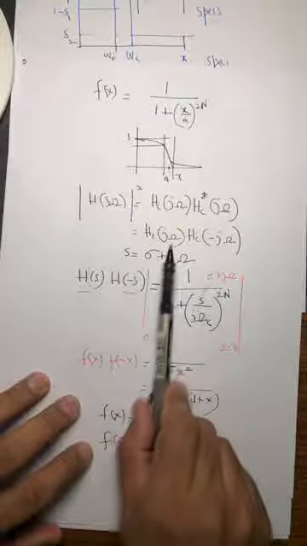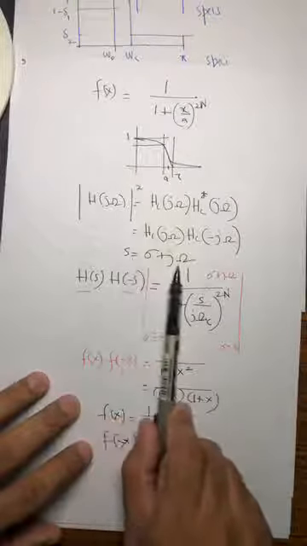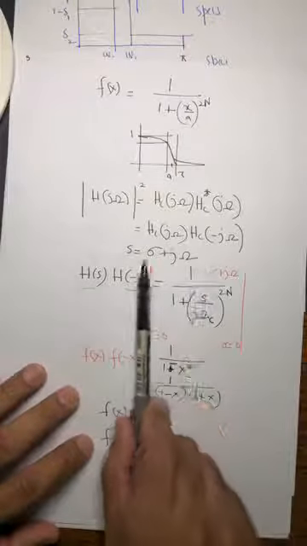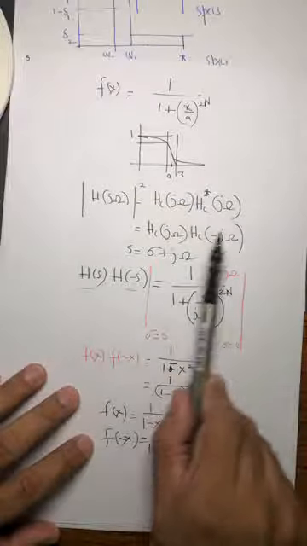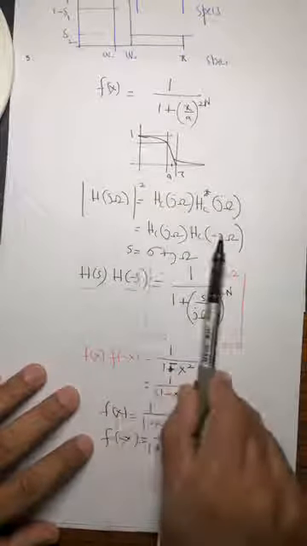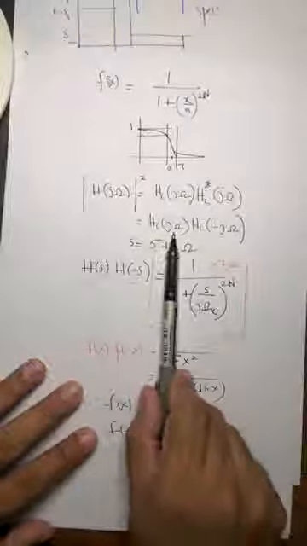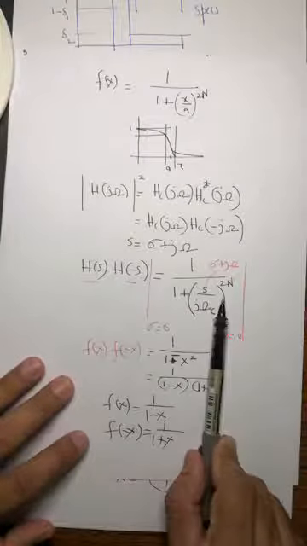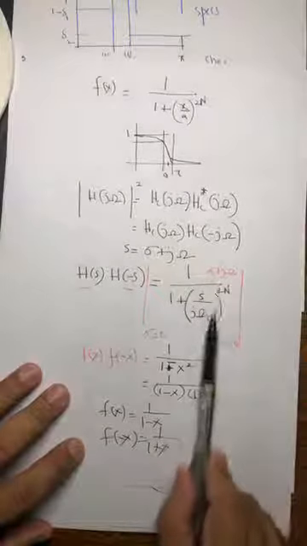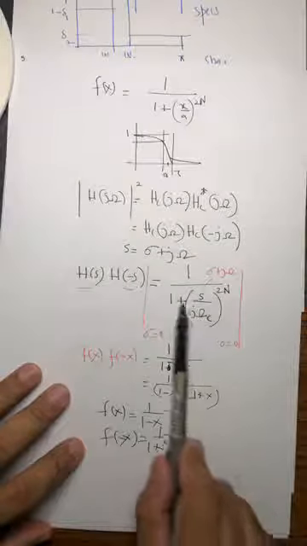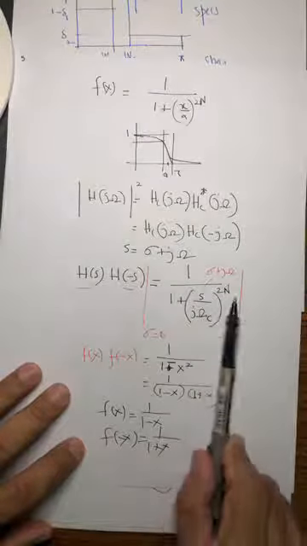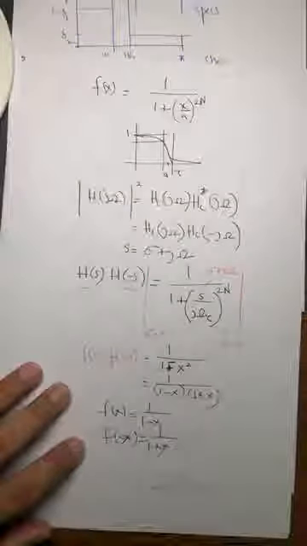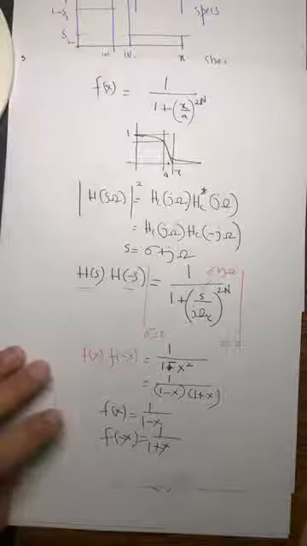But I want an expression in S, so I know S has a relationship with omega, which is sigma plus j omega, and once you put sigma equal to 0, you want to get back to this expression. So he replaced h of j omega with S, h of minus j omega with minus S, and so in this expression he has S over j omega, see this.